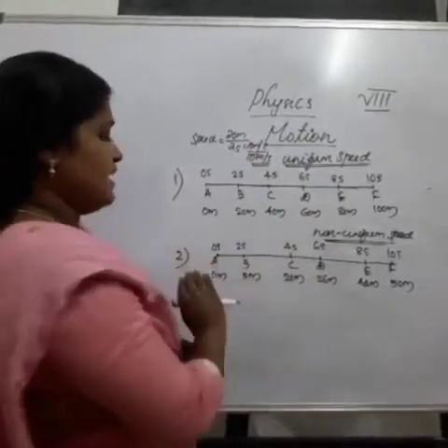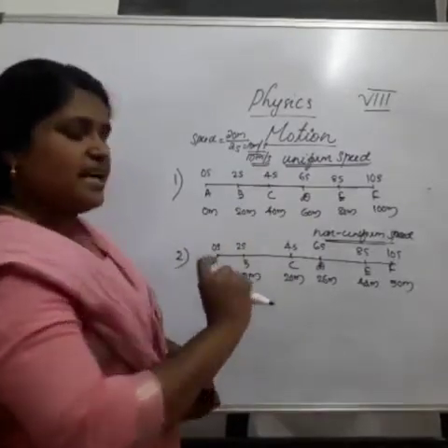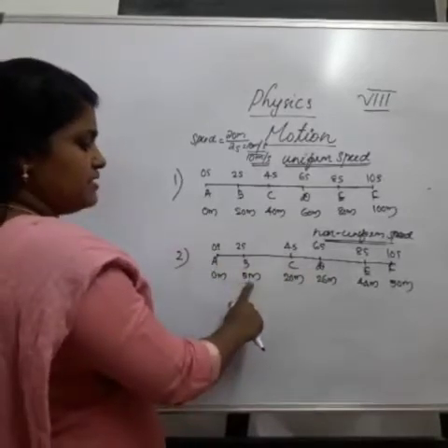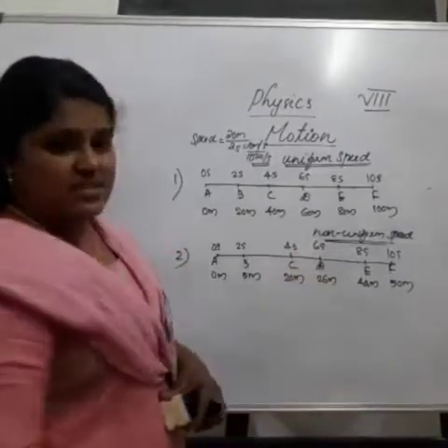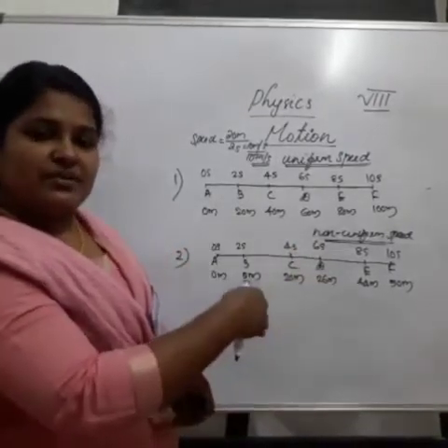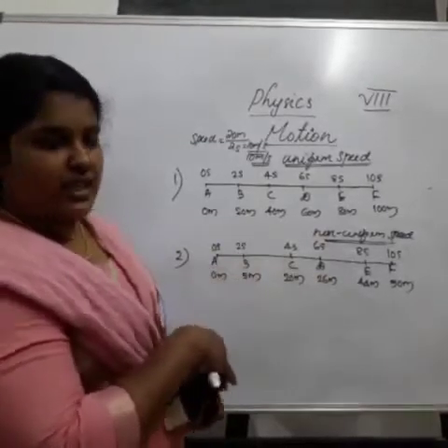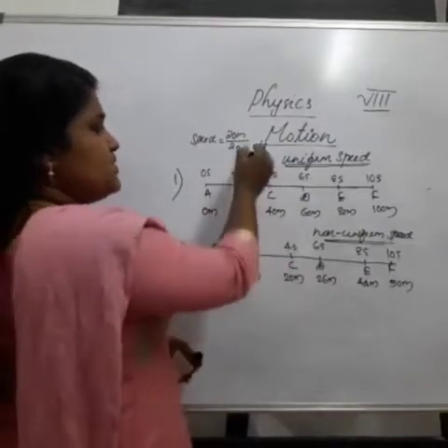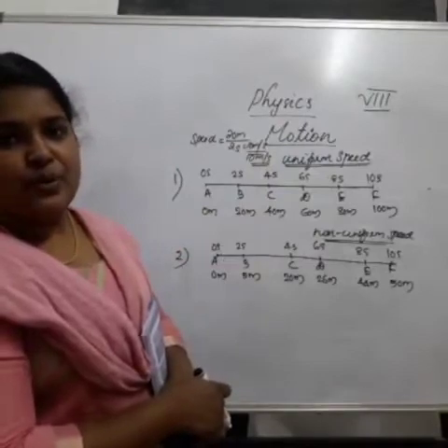But in the second case, we can observe the line diagram. That body covers unequal distance in equal intervals of time. Observe the distance: 5 meter, then the next 2 seconds 20 meter, the next 2 seconds 26 meter. So the body covers unequal distance in equal intervals of time. If we calculate the speed like this, different values are obtained, not the same value. Therefore, it is in non-uniform motion.